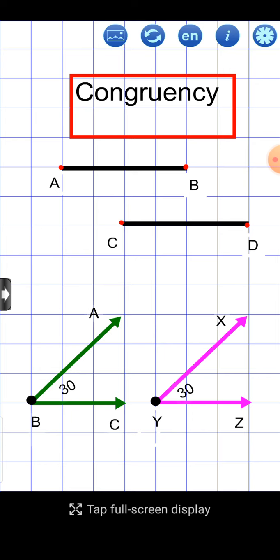Okay, isn't it easy? I think till now it's easy. Okay, how can I say the two figures are congruent? Let's see how I can prove that two figures are congruent.